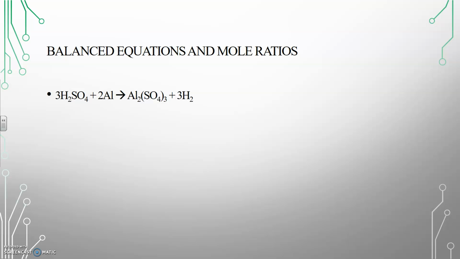All right, so we have our balanced chemical equation here: 3H2SO4 plus 2 aluminum yields 1 aluminum sulfate and 3 hydrogens. So it's hydrogen sulfate plus aluminum yields aluminum sulfate and hydrogen. With these, it's really important to always start with a balanced chemical equation. That's why I wanted to make sure that y'all had a chance to go through balancing chemical equations to understand how to do that. So you always need to start with a balanced chemical equation.